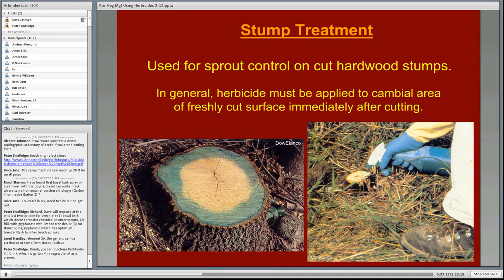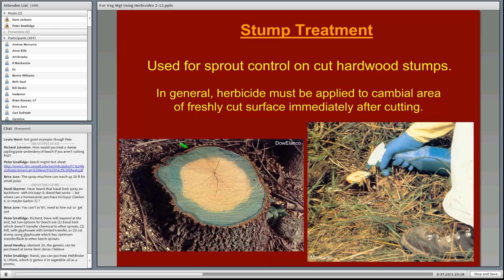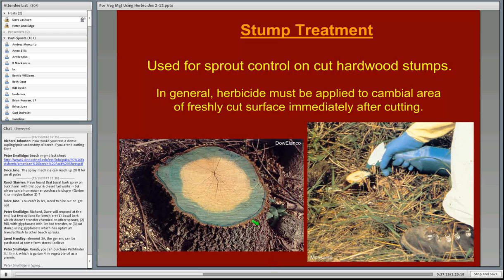So in general, herbicides must be applied to the cambium area, which is just the outer ring here around the edge. That's the cambium area. You can see the blue dye that was put in with this mix to highlight the cambium area. When you're using water-based herbicides, you need to make sure this is done on a very freshly cut surface. As soon as it's cut, you need to apply it.